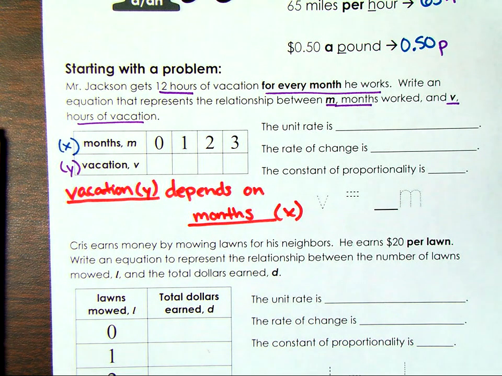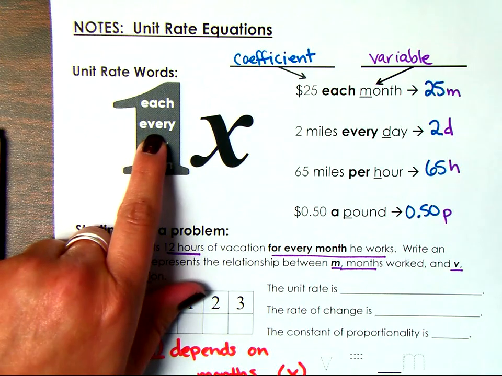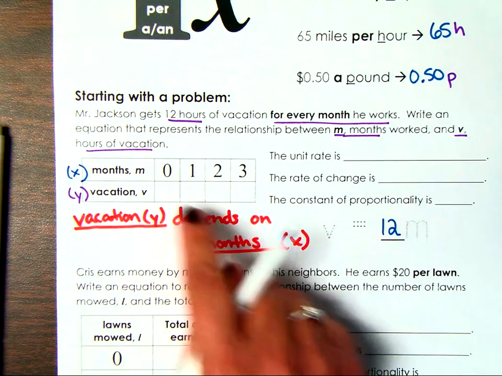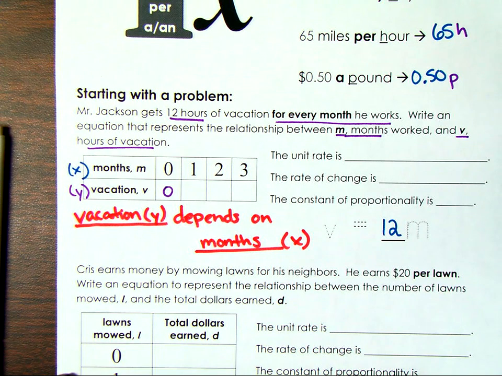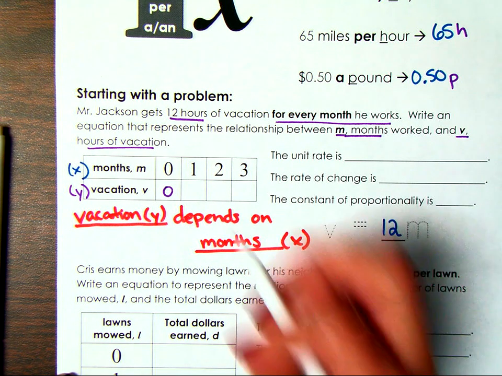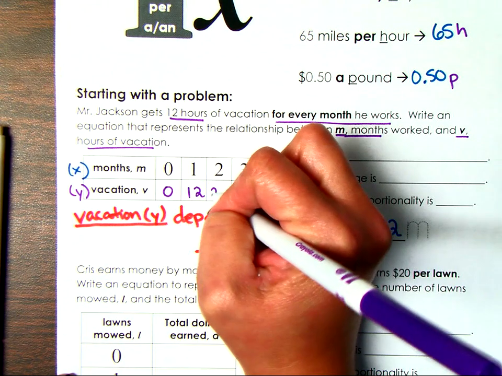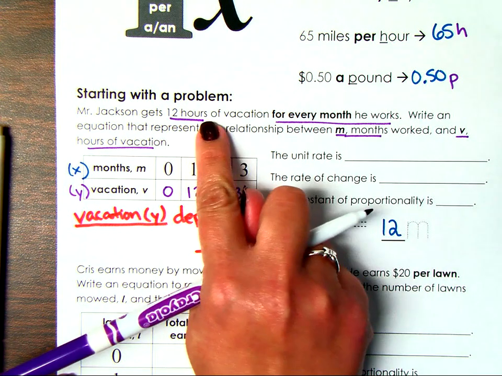If you're earning 12 hours every month, well, doesn't that mean 12 times the months? Hopefully you said yes, because if he's worked 0 months, well, he's earned 0 amount of vacation. If he's worked 1 month, he's earned 12 hours. If he's worked 2 months, he's done 24. If he works 3 months, he has 36.